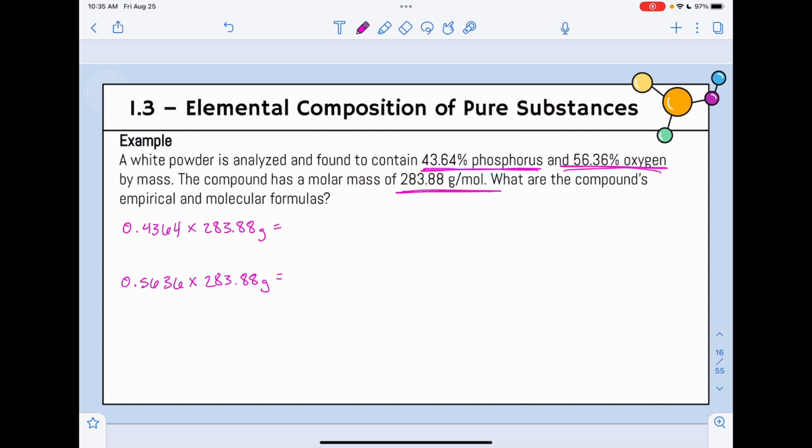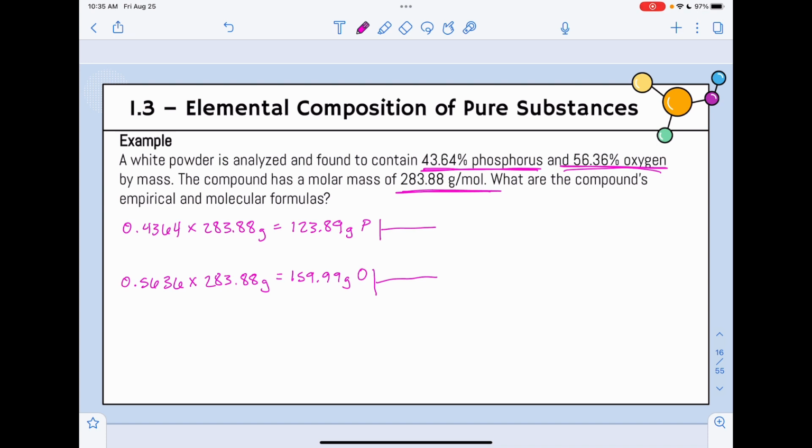So if I do 0.4364 times 283.88, I get 123.89 grams of phosphorus. And if I do 0.5636 times 283.88, I get 159.99 grams of oxygen. Now, I'm still going to convert each of these into moles because in order to determine a formula, it doesn't matter if it's empirical or molecular, I still need grams into moles.